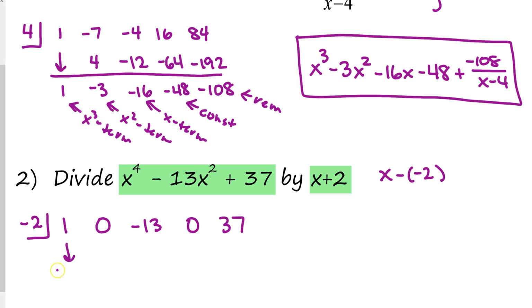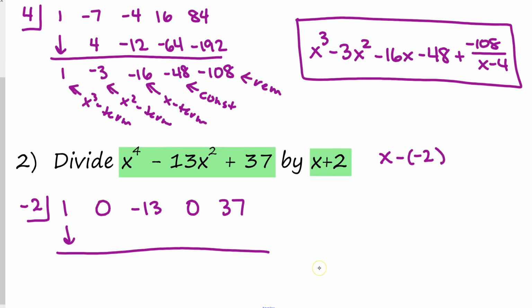It's likely that you'll accidentally leave out a 0 sometimes, and it's not going to work out then. Bring down the first number, multiply it by the number in the box, we get negative 2, write it down, and add, and that's negative 2. Multiply it by the number in the box, we get 4, write it down and add, we get negative 9. Multiply by the number in the box, 18, add 18. Multiply by the number in the box, negative 36, add 1. So the remainder is 1.